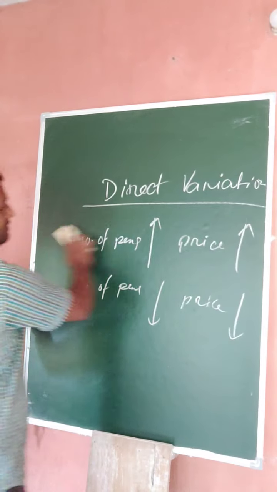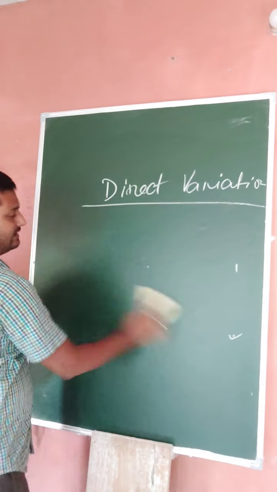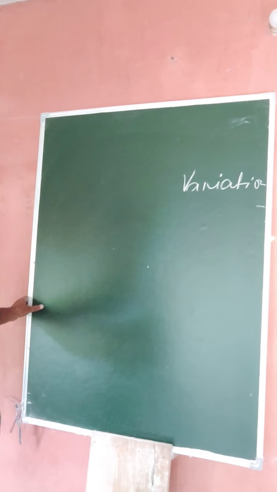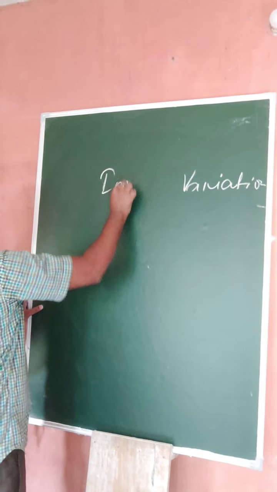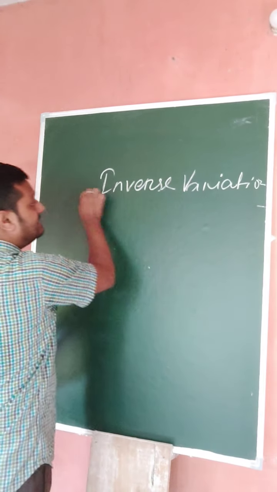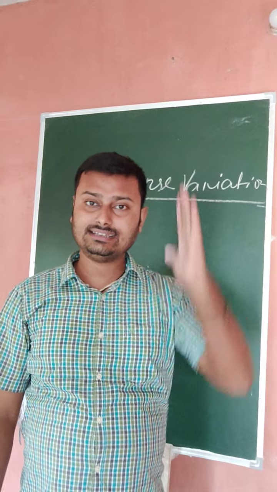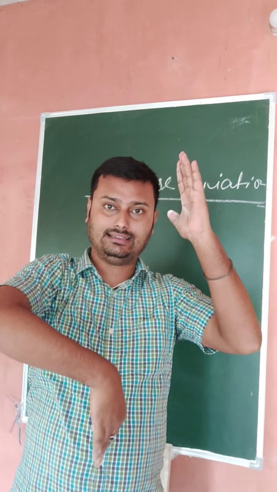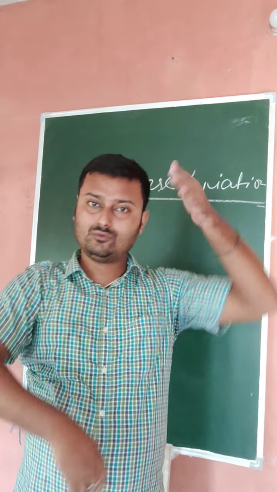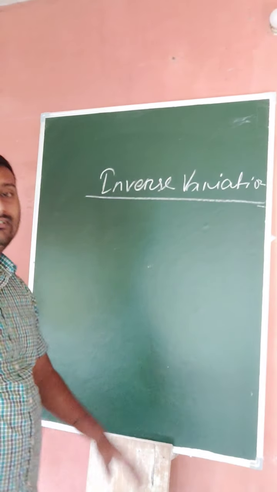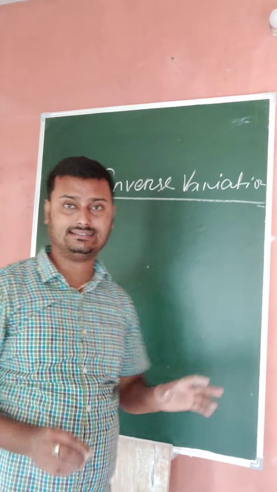Okay, so now come to the other variation, which is inverse variation. Inverse variation is opposite to direct variation. It is inverse. That means if one is increasing, then the other will be decreasing. Again, if one is decreasing, then the other will be increasing. You can take the example of speed and distance.